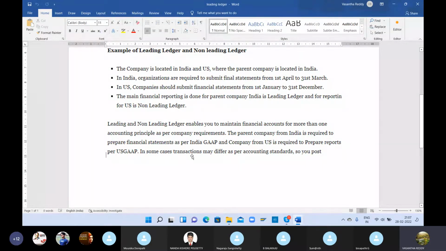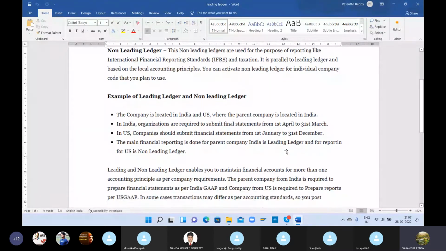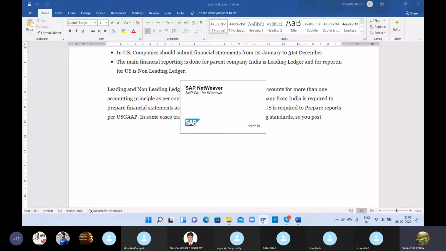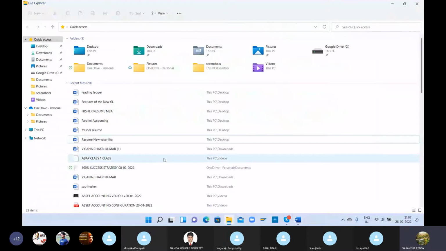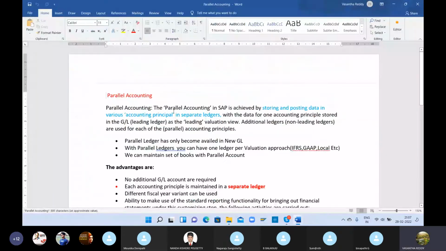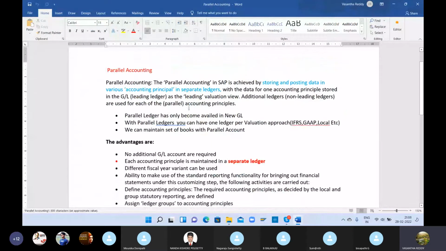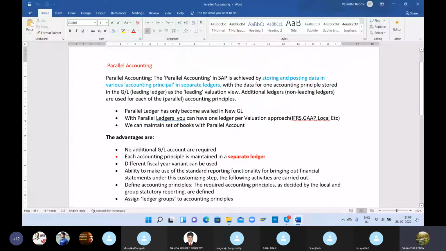In some cases, transactions may differ as per accounting standards. In some cases, transactions differ in the leading ledger and non-leading ledgers for the purpose of accounting standards. And then you can post to leading ledgers and non-leading ledgers in the configuration step. After that, parallel accounting. In the new GL concept, parallel accounting plays a more important role in our SAP system.